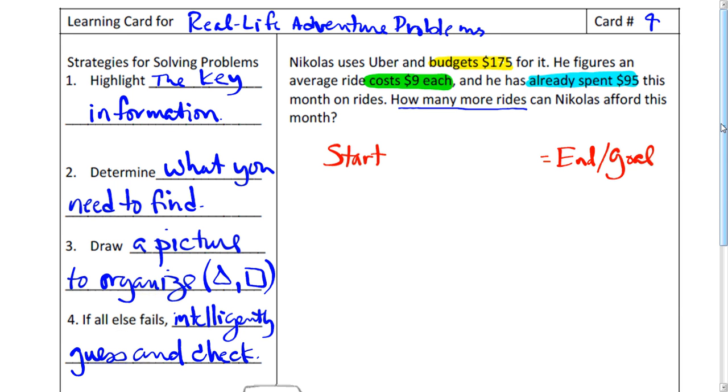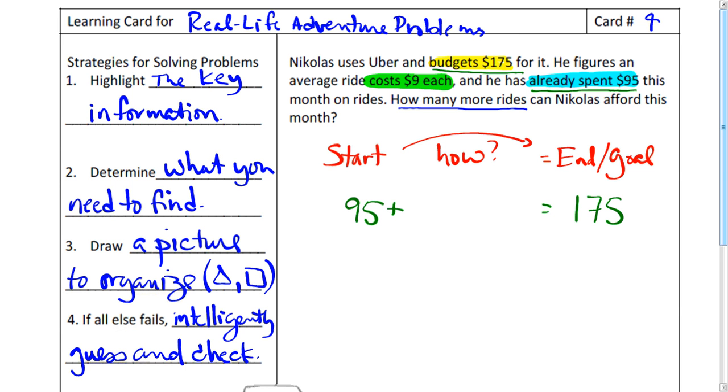So like in this case here, notice, he budgets $175 for the month. Okay, so that's going to go here. Most of the time, the goal is a total. It's everything that's there. It's going to be by itself. The other thing is the starting point is also often a fixed point. So like here, he's already spent $95. That's not going to change. He spent it. It's gone. He's not going to spend any more yet. He can't spend any less. And that's your starting point. So then the question is, in between the two is the how.